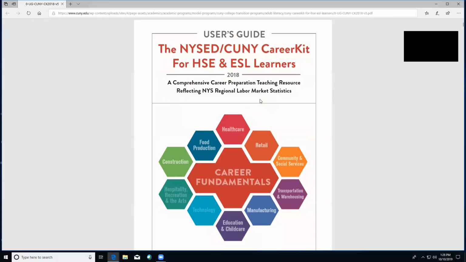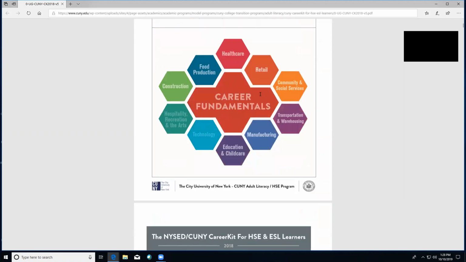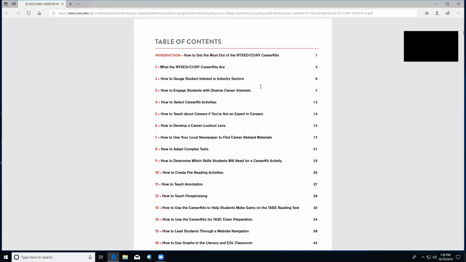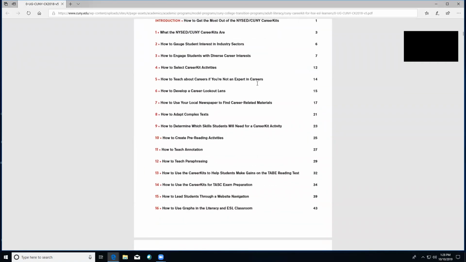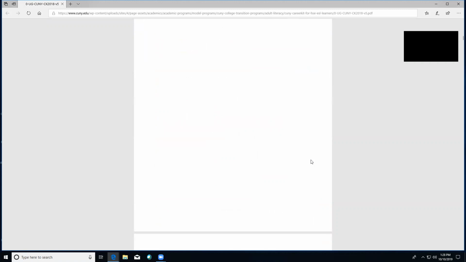This is the user's guide to the NYSEG CUNY Career Kits. I wrote it based on suggestions from people who were using the Career Kits about some pointers that would be helpful. We're going to look at the table of contents. Toward the bottom, you see number 15, how to lead students through a website navigation.